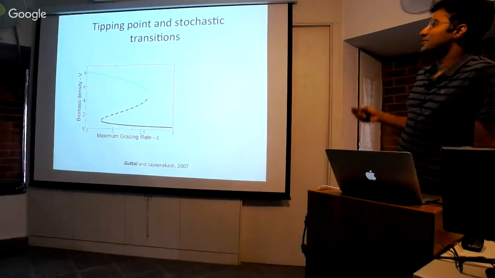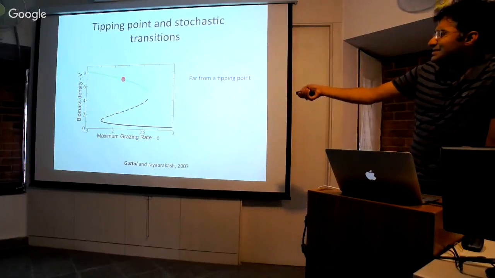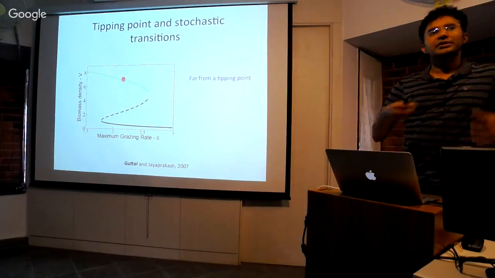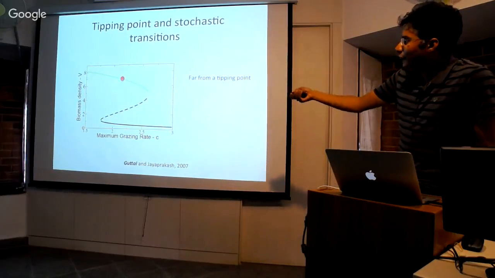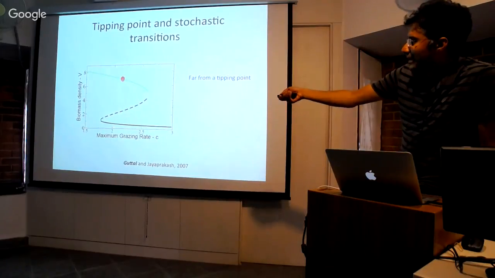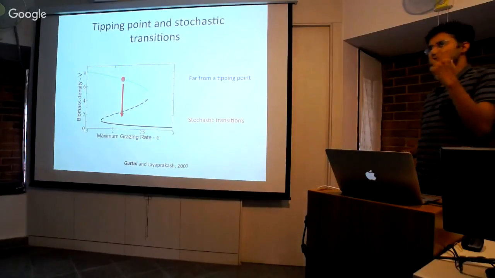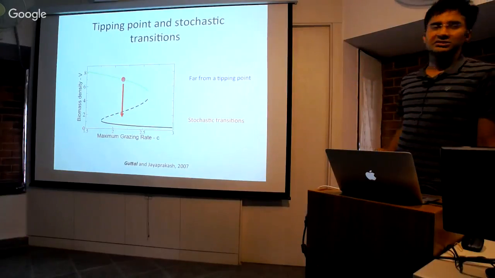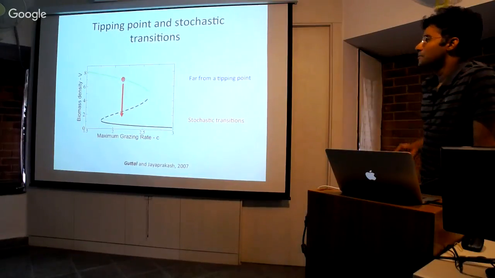You can also have a transition for a different reason, entirely stochastic reasons. Imagine that the grazing rate is really not close to this value, but somewhere here. But on the other hand, because in the ecological world there is lots of environmental stochasticity, even if you are far away from these critical points, environmental noise can push you across this barrier and cause a transition. These are called stochastic transitions. So remember these two terminologies: tipping points or critical transitions, and stochastic transitions. This will become relevant at some point, and I will remind you when it is.